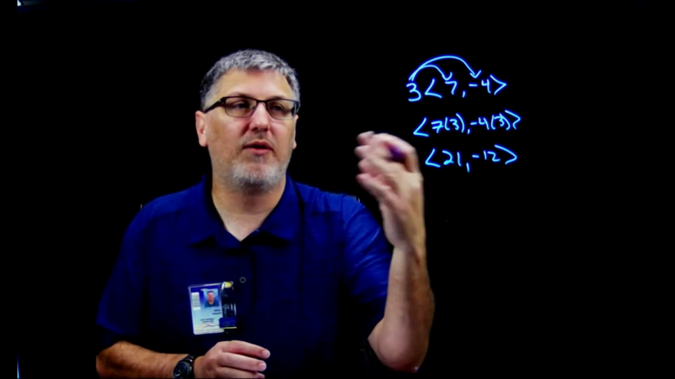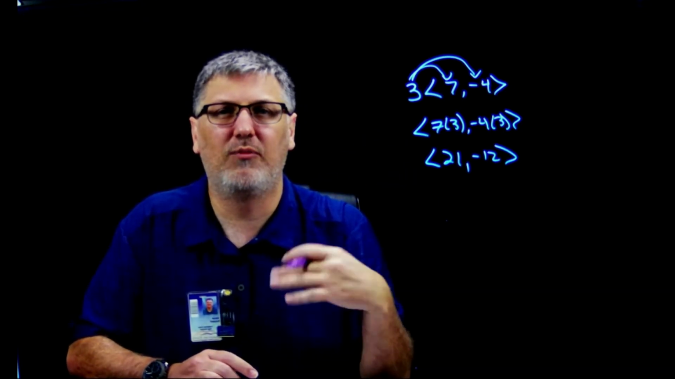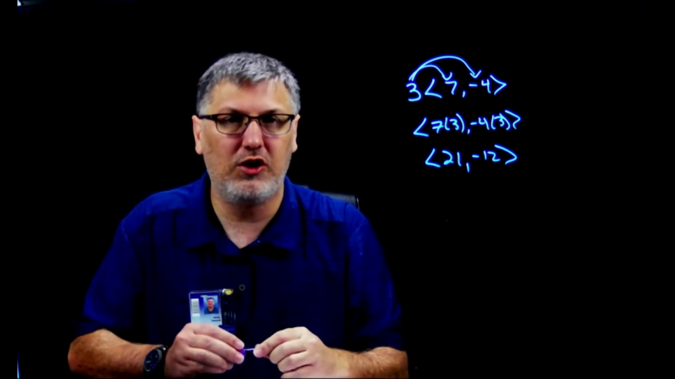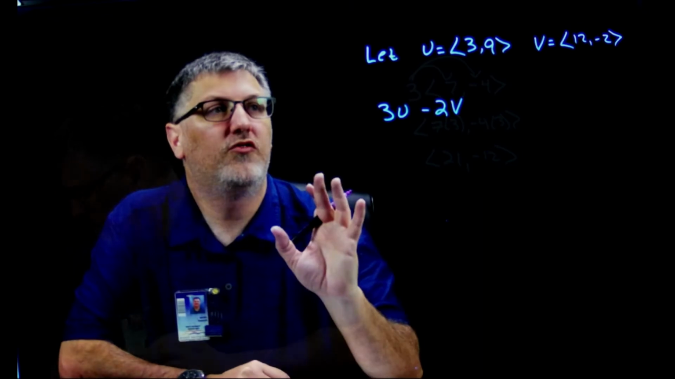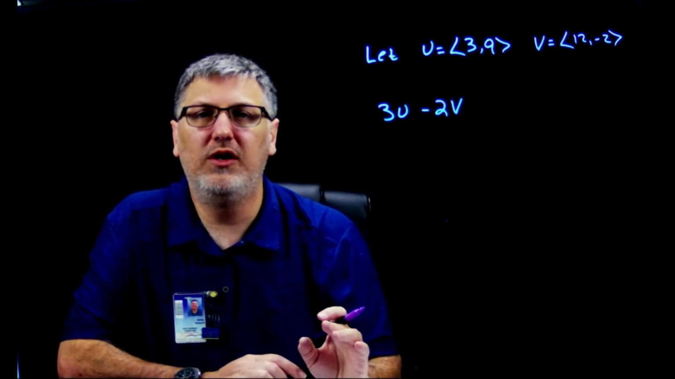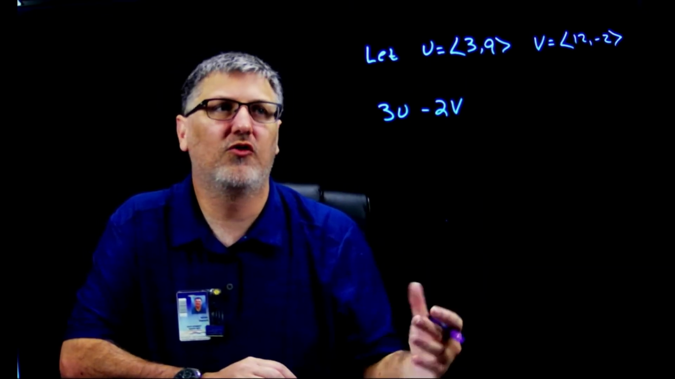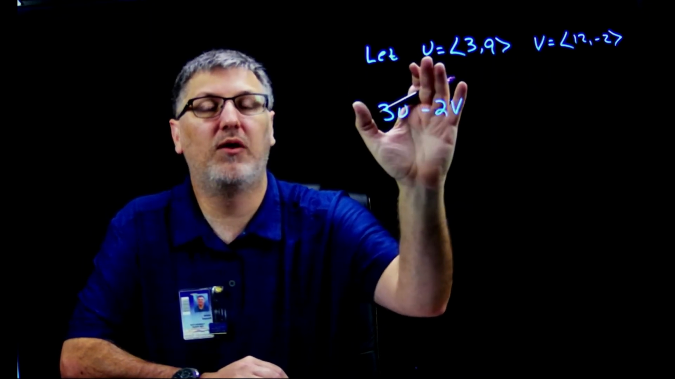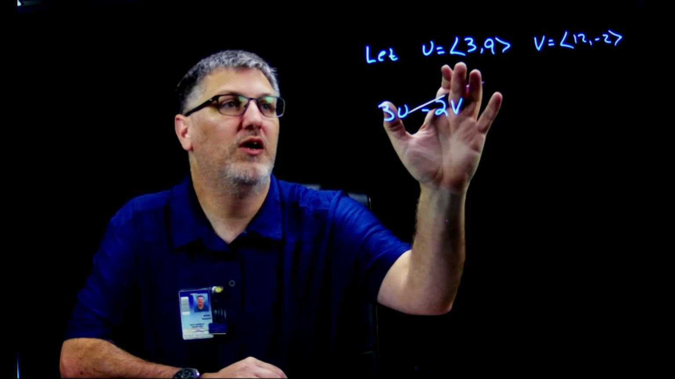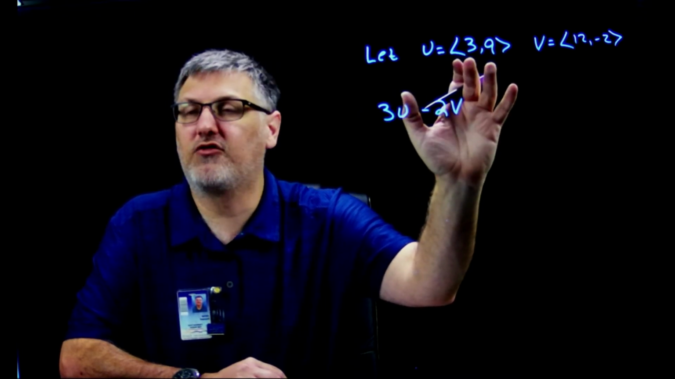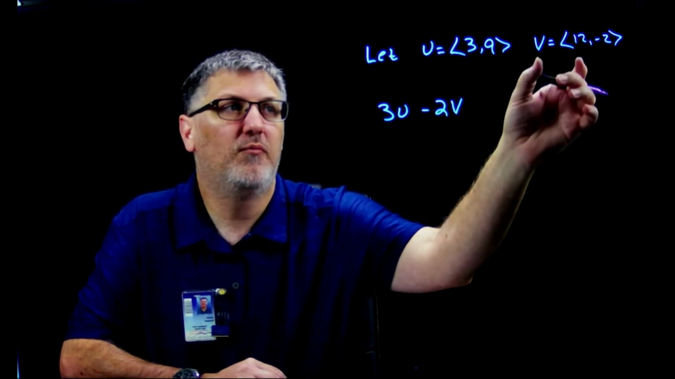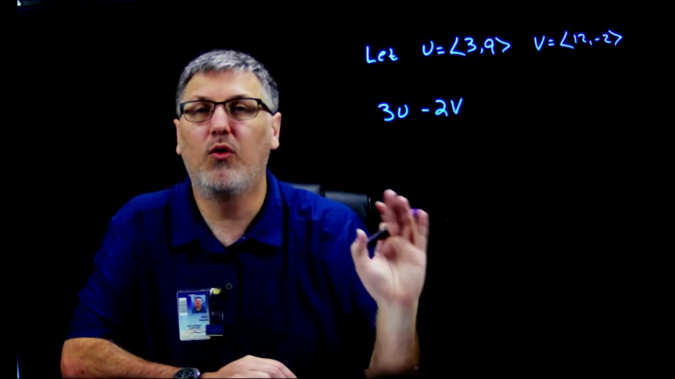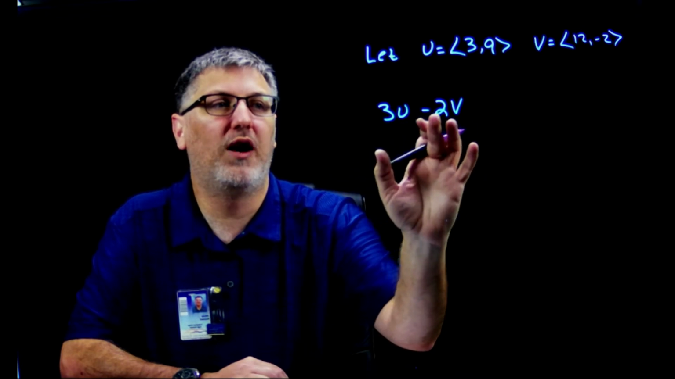Now, more often than not, I'm not going to ask you just to multiply by a scalar. I'm going to ask you an order of operations question. So let's look at an order of operations type question with vectors. A lot of times we use u and v for vectors. So we'll say vector u, vector v, and we'll define what it is. Here I'm saying let my vector u equal the x component 3, the y component 9. My v vector is going to be x component 12, y component negative 2. What I want you to do is 3u minus 2v.